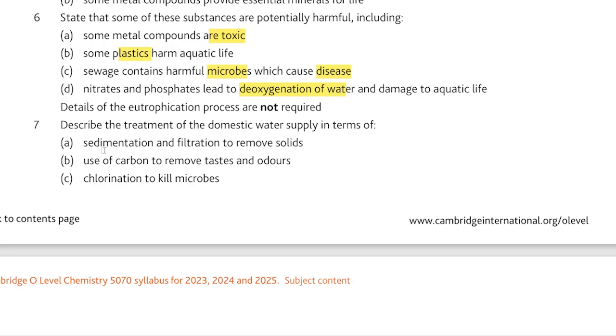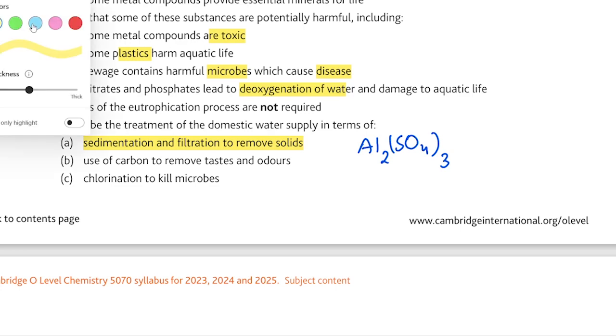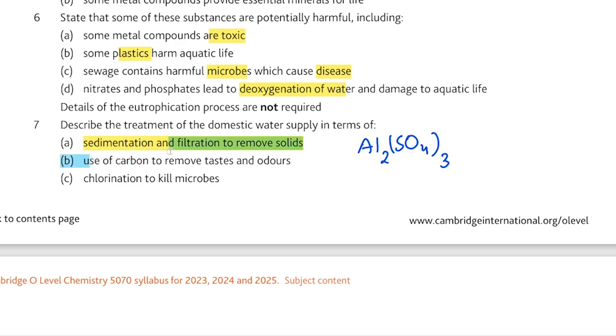Sedimentation and filtration to remove solids. In sedimentation, aluminum sulfate is used, where the small particles stick together and settle down at the bottom, and then filtration removes solids in the first step. Then use of carbon to remove taste and odor. So basically carbon or charcoal is used to remove the foul smell and taste of water.